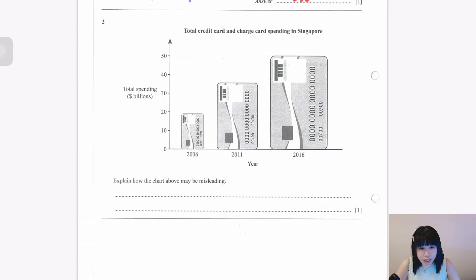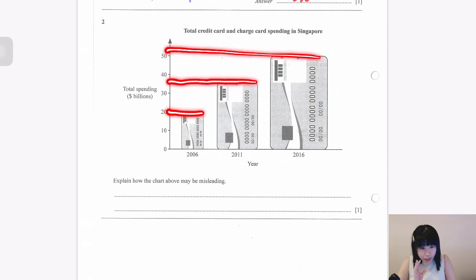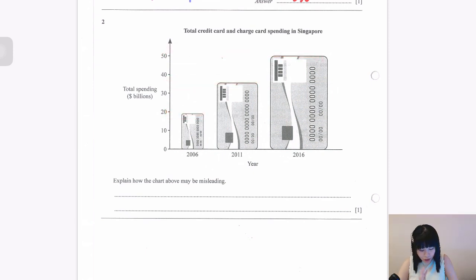Question 2. Explain how the chart above may be misleading. Now, usually when we want to look at the chart, we will look at the vertical axis where it ends, right? Okay, and the value here. And usually for such cases, we will use a bar graph, right?